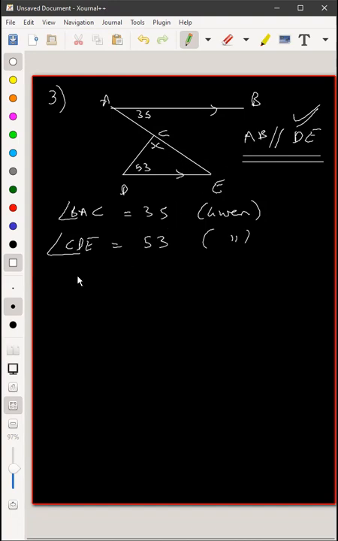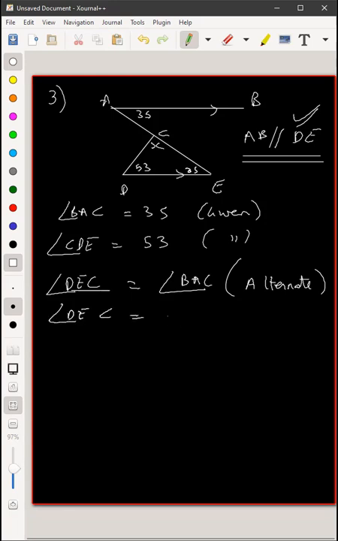So, sir, E is equal to 35 degrees. Correct. So we say that angle DEC, name the entire angle, because we don't know which angle E, E can also refer to this exterior reflex angle. So angle DEC is equal to 35 degrees, angle BAC. What property? Alternate angles, right? So this is 35. Therefore, angle DEC is equal to 35 degrees.